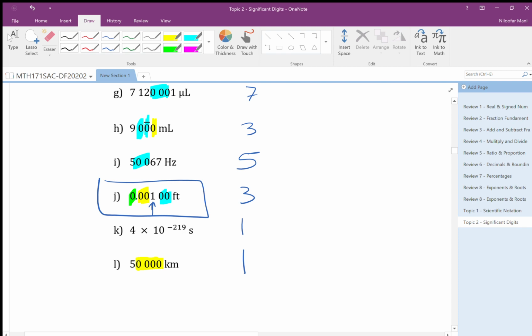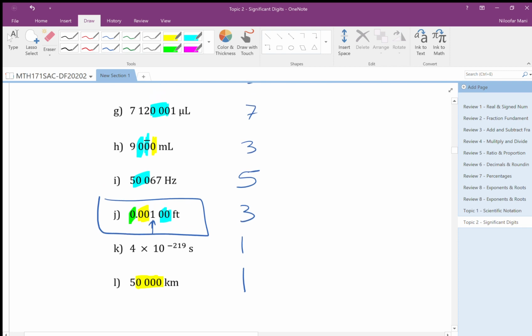The last ones, which are L, J and H, have zeros that you do not count, which are in a decimal number before the first non-zero digit, or in a non-decimal number just at the end of the number. Remember, you can change your number to scientific notation, and then say which are significant digits and which are not, and which ones you have to count. Thank you. I continue after.